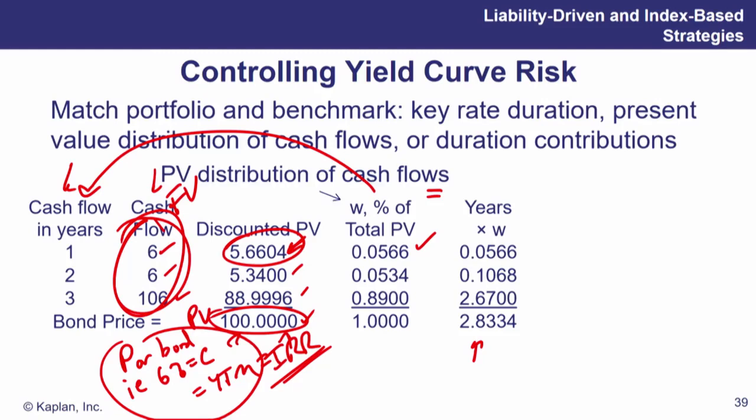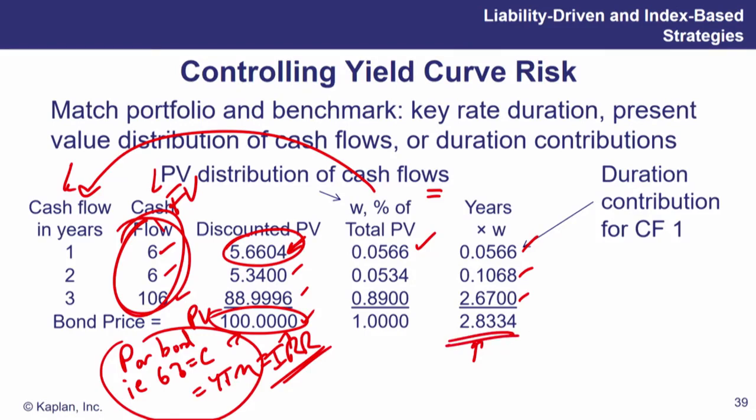We could put some labels on this. These could be called the present value distribution of the cash flows. This weight times when could be called a duration contribution. So since this is the 1-year cash flow, that's the duration contribution of the 1 year. This would be the duration contribution of the 2 year. This would be the duration contribution of the 3 year. And when you add those up, what's that called? That's called Macaulay duration. That's how you calculate Macaulay duration.